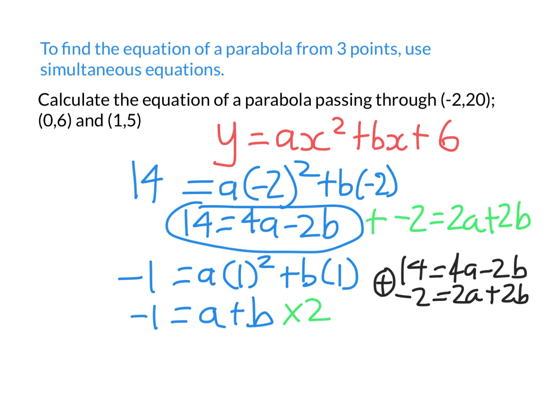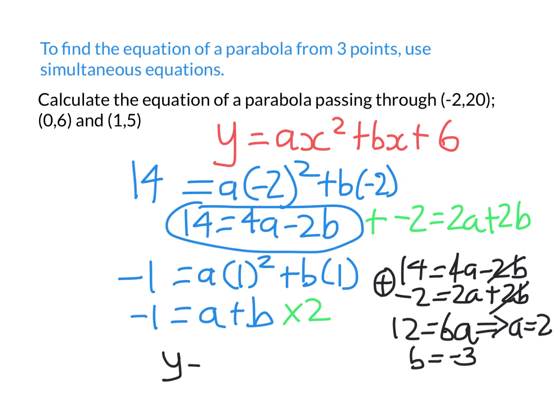So I go 14 plus -2 is 12, 4a plus 2a is 6a, of course -2b plus 2b is 0. So 6a equals 12, a equals 2, and then from this equation, I have -1 equals 2 plus b, subtract 2, you get b equals -3. So the equation of this parabola must be y equals ax squared plus bx plus 6, and then I'm done.